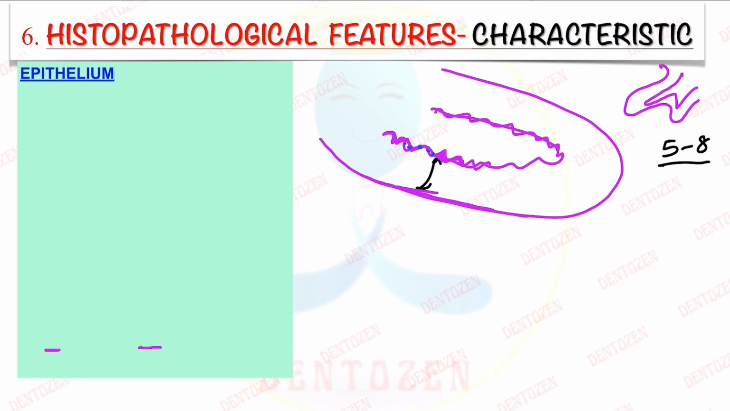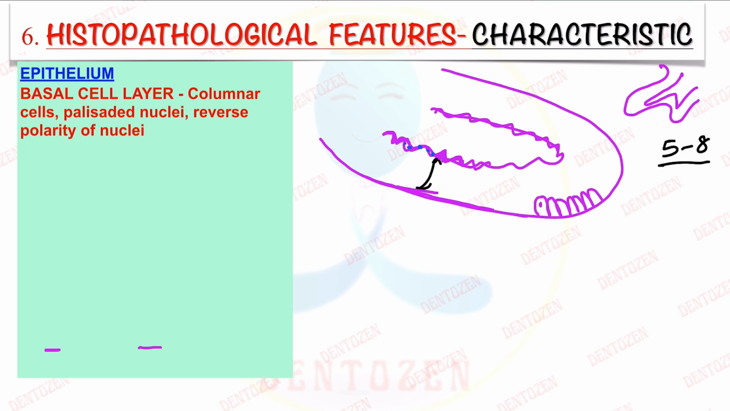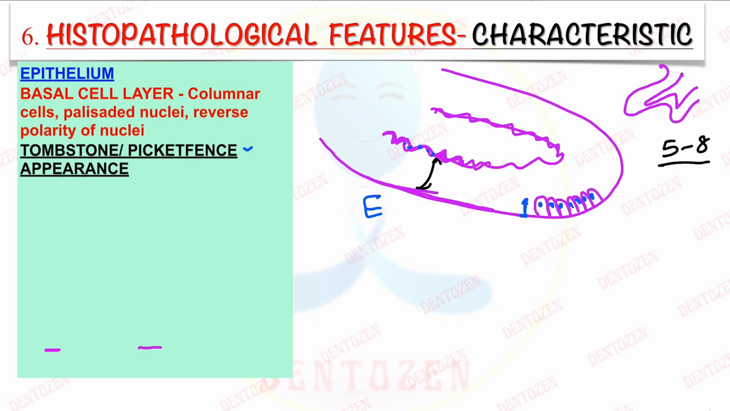Now talking about the layers of this epithelium. If we talk about the basal layer of this epithelium, it is made up of columnar cells with their nuclei arranged at the same level for all cells, which is called palisading arrangement of nuclei, and the nuclei are away from the basement membrane, that is on the opposite end, which is called reverse polarity of nuclei. So this arrangement of the basal cells of the epithelium of OKC is known as picket fence or tombstone appearance.